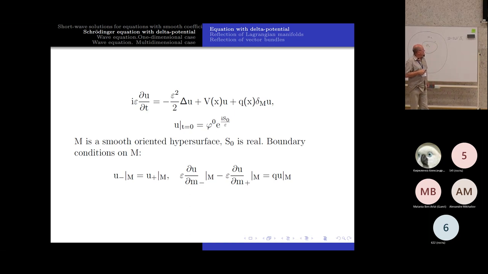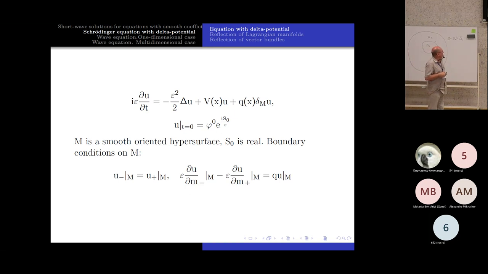Again, I will choose initial conditions in the same form. And first of all, I will suppose that S naught is real. And then I will speak about the complex situation. And again, I will suppose that the function phi naught is compactly supported. And due to this condition, all the asymptotics of this Cauchy problem will be concentrated, up to small corrections, in some compact set in R^n. So I can suppose that we have some ball in R^n, and this surface M divides this ball into different parts, a negative part and a positive part.